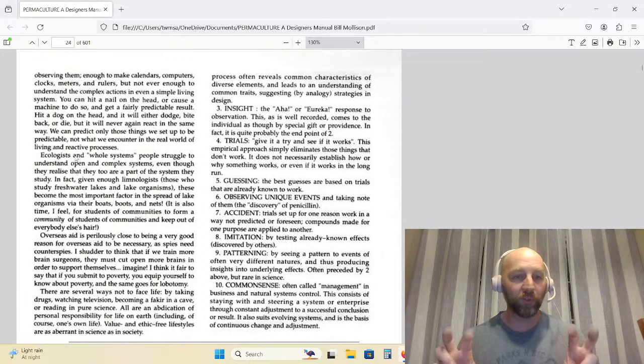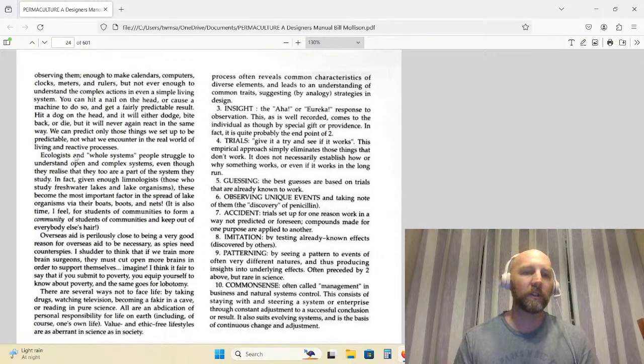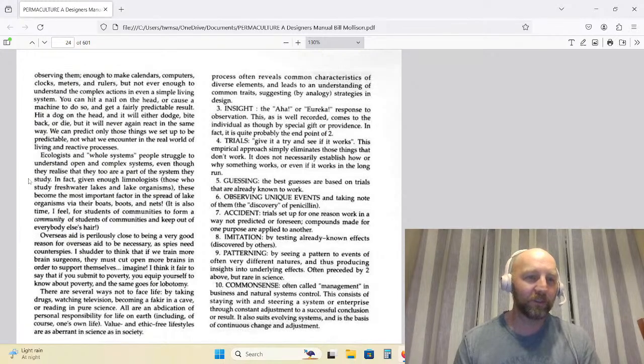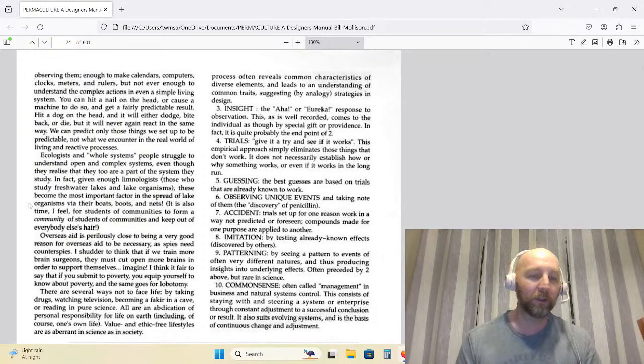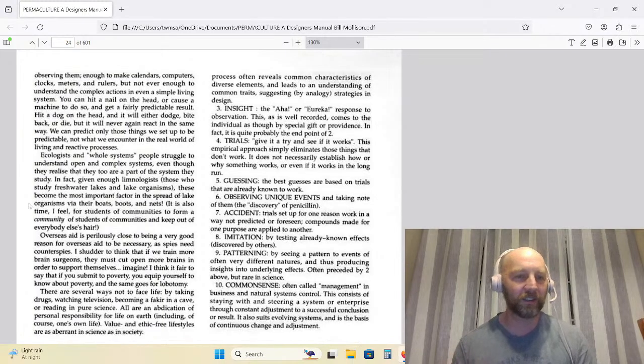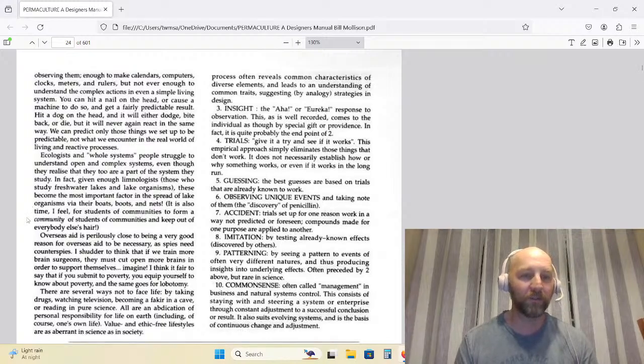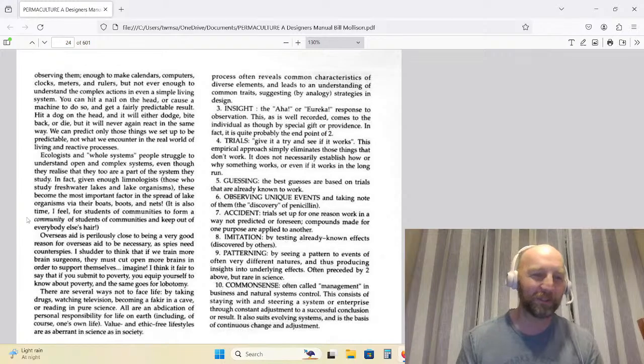Ecologists and whole systems people struggle to understand open and complex systems, even though they realize that they too are part of the system they study. In fact, given enough time, limnologists, those who study freshwater lakes and lake organisms, become the most important factor in the spread of lake organisms via their boats, boots, and nets. It is also time, I feel, for students of communities to form a community of students of communities and keep out of everybody else's hair.